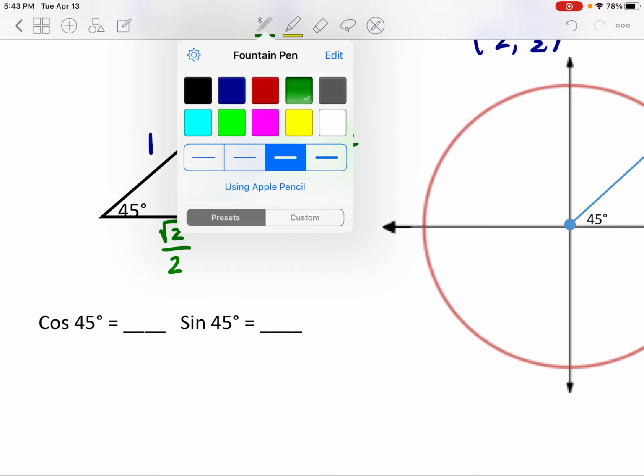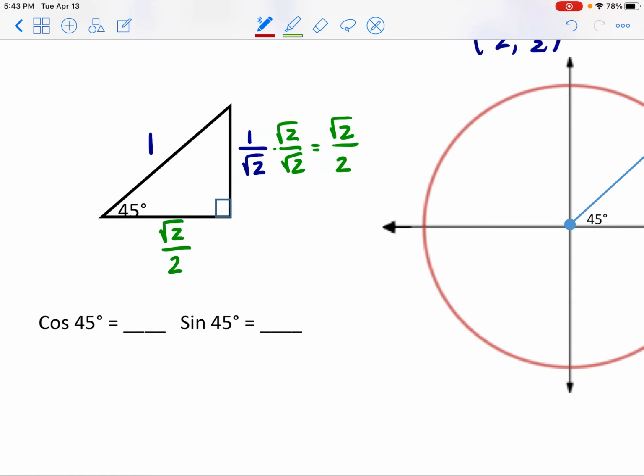Okay, so if I wanted to know the cosine for 45, here's my 45-degree angle that I'm looking at. This would be the side that's adjacent. This would be the side that's opposite. This is the hypotenuse. So if I wanted the adjacent side over the hypotenuse for my cosine, it's radical 2 over 2 over 1. So it's just radical 2 over 2. Well, in the sine of 45, the opposite over the hypotenuse, well, the opposite and the adjacent legs are the same, so it's going to be the same. Radical 2 over 2. Okay?